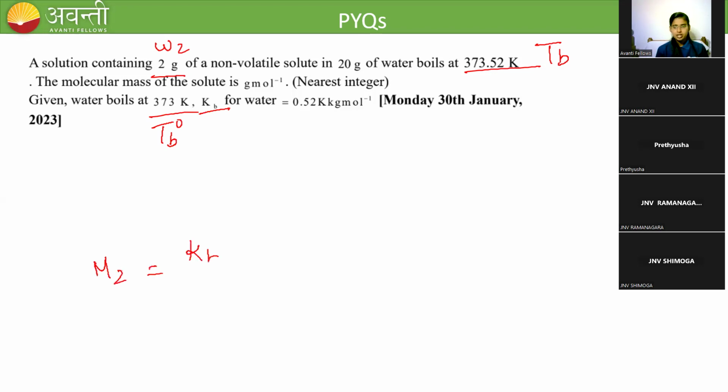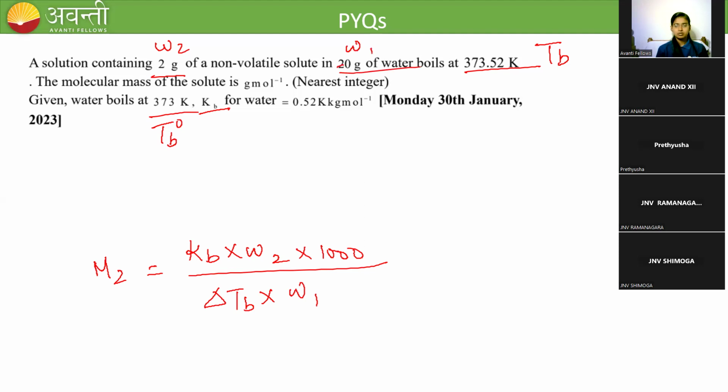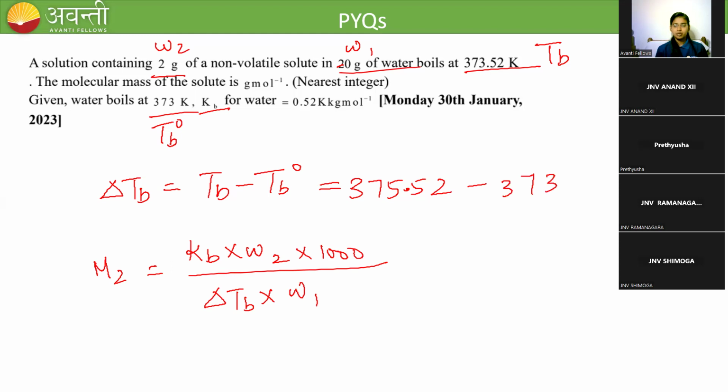M2 is equal to Kb into W2 into 1000 divided by delta TB into W1. Okay. We have Kb in the question, mass of the solute in the question, and we have to find out the delta TB. We have the mass of solvent also. W1 is also given. So now the delta TB can be calculated from TB minus TB naught. For boiling point, it is TB minus TB naught. So TB is nothing but 373.52 and the boiling point of water, the solvent, is 373. So it is coming out to be 0.5.